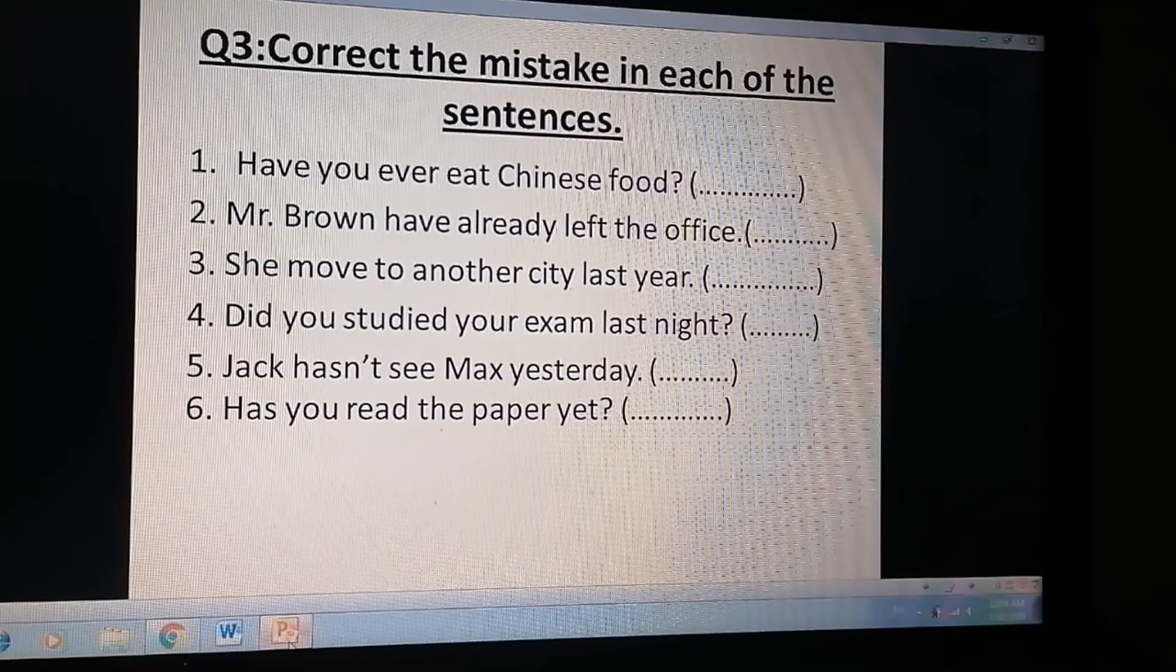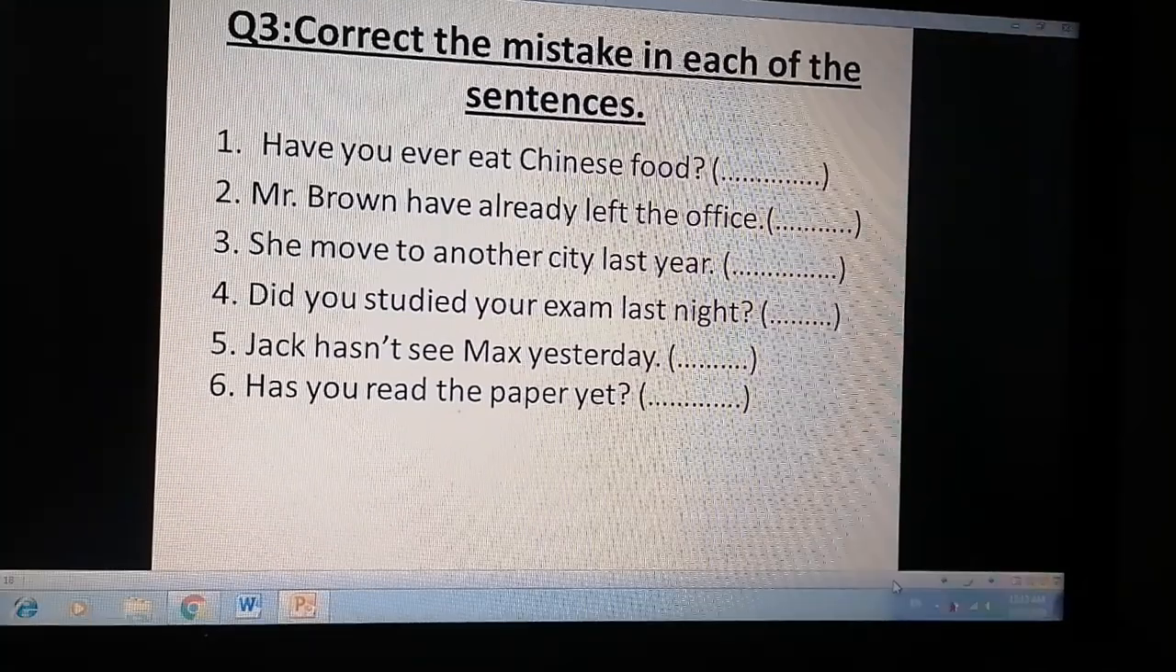3. She moved to another city last year. Okay, let's look carefully. She, correct, move? No. Why? Because last year is the keyword of simple past. So she, subject, move, not verb 1. We must add D, moved, verb past. Regular verb ending in E, we just add D.